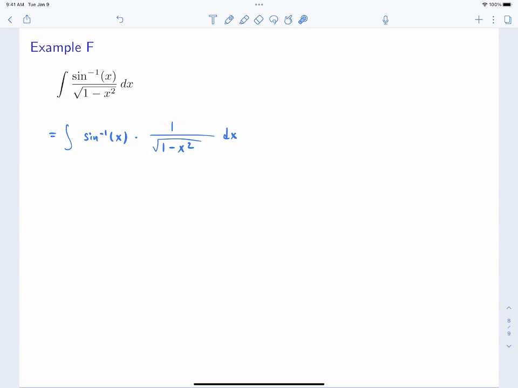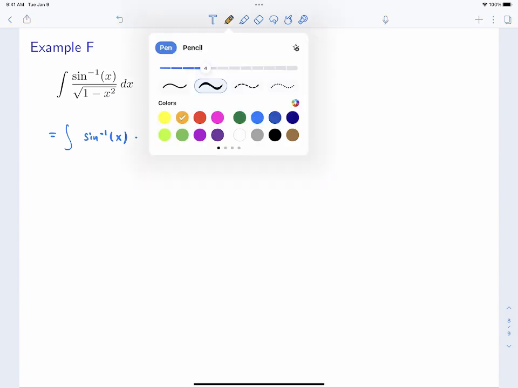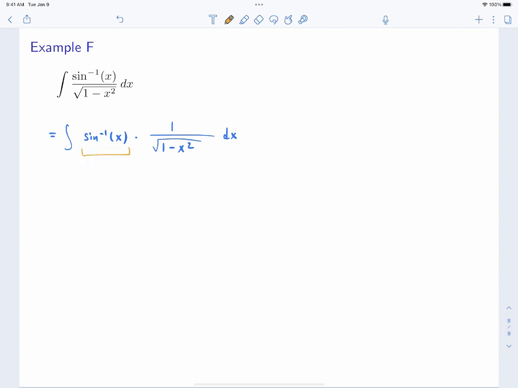Now, the reason I did this is if I let u be inverse sine, then what is du? Well, it's exactly everything that's left over, right? So if u is inverse sine of x, then du is 1 over the square root of 1 minus x squared dx, which is exactly what we have here. So now we just have the integral of u du.